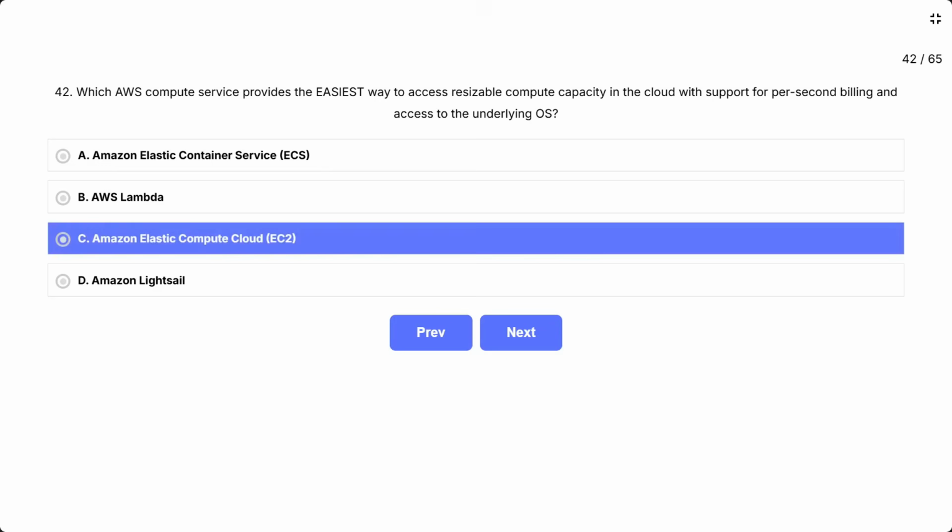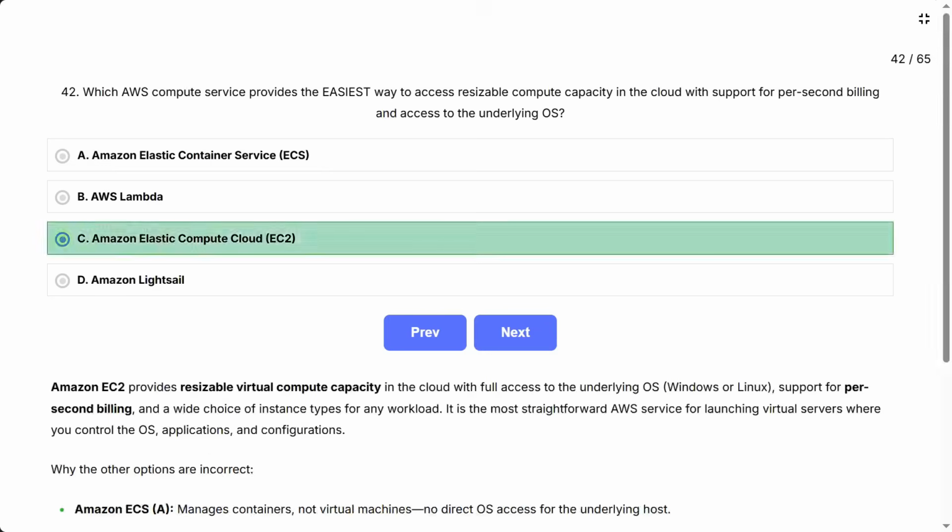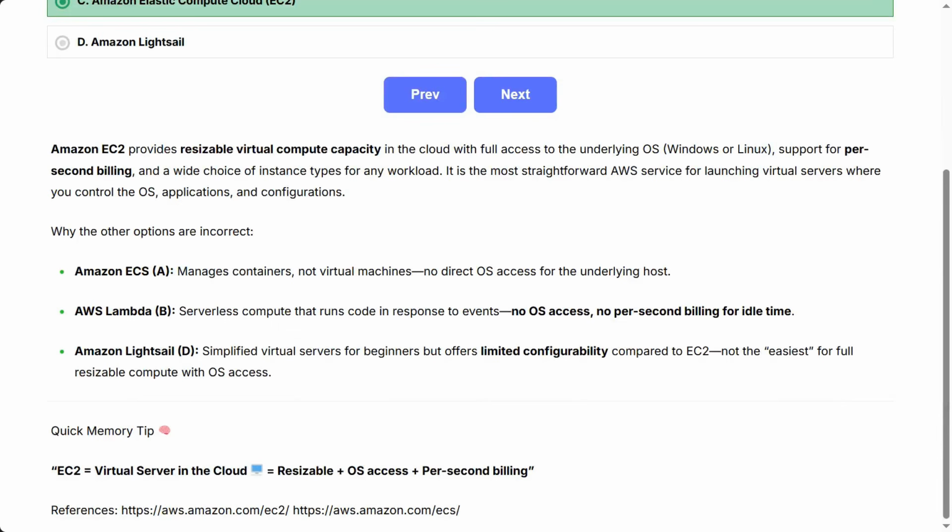Amazon Elastic Compute Cloud, EC2. Amazon EC2 provides resizable virtual compute capacity in the cloud with full access to the underlying OS, Windows or Linux, support for per-second billing, and a wide choice of instance types for any workload. It is the most straightforward AWS service for launching virtual servers where you control the OS, applications, and configurations.